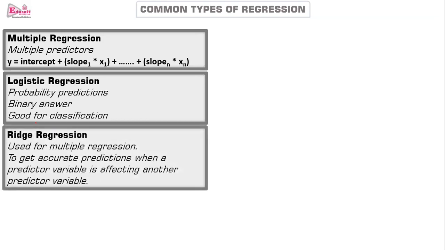Then ridge regression. Ridge regression is used where multiple predictor variables are involved. Sometimes the multiple variables which you have taken, suppose age, weight, height, are going to predict something. Then these variables may be affecting each other also. Age might be affecting height, height might be affecting age, weight. So if the variables which you have taken for prediction are affecting each other, then we go for ridge regression, which is a more sophisticated algorithm than simple regression.